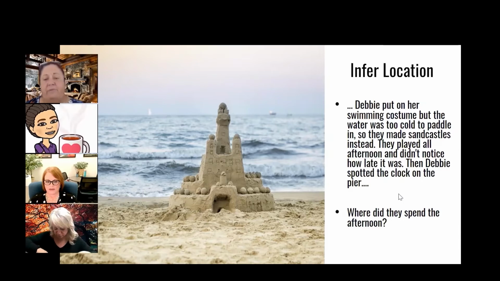So here's an example where we're being asked to infer a location. Where is this taking place? It never says it's at the beach, but there are all these clues around it. There's swimming, there's water, there are sand castles, so it's not a pool. So we lift sentences out of the text with students and point to those specific details, putting that together with what we know. Where do you make sand castles? Usually at the beach. Let's put those together in order to make an inference about where they spent the afternoon.